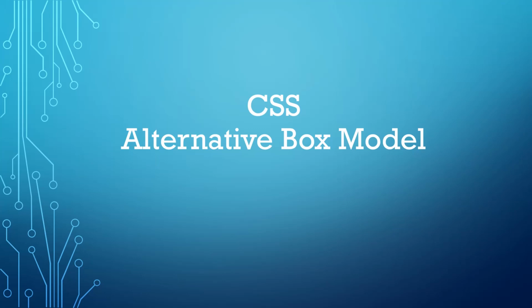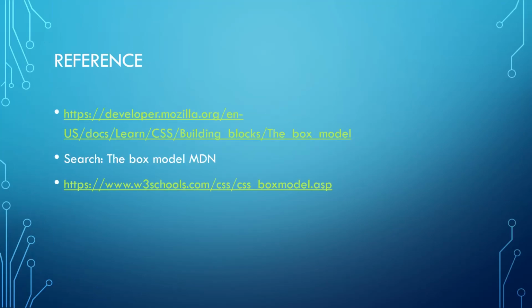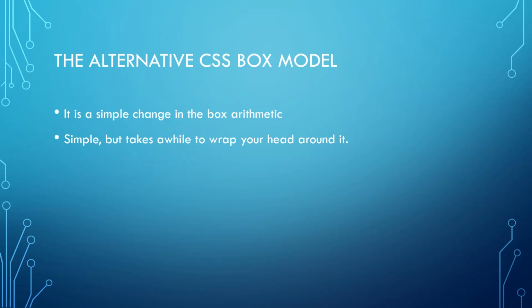Hello, welcome back to our discussion of CSS, this time the alternative box model. Our reference: search for the box model on the MDN page. Also, there's useful information on the W3 Schools page on the box model. The alternative CSS box model is just a simple change in box arithmetic. It's simple, but it takes a while to wrap your head around it. We'll look at some examples.